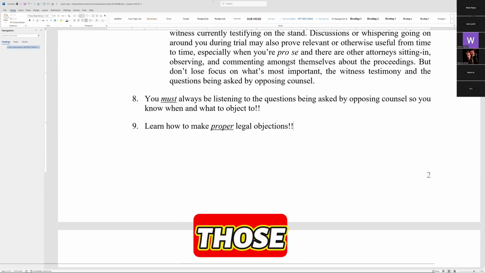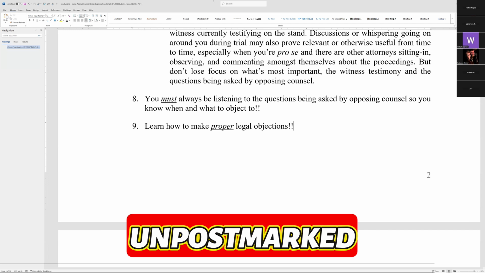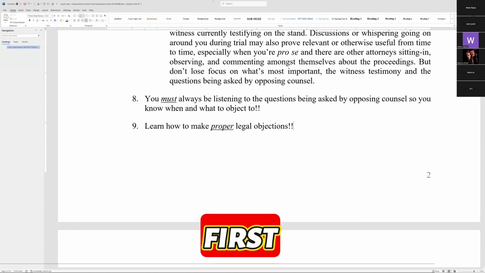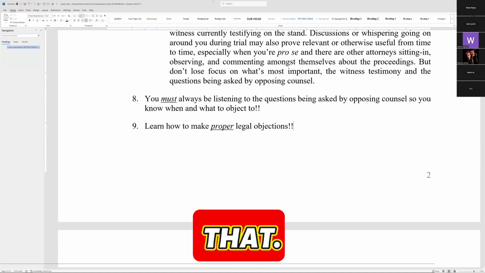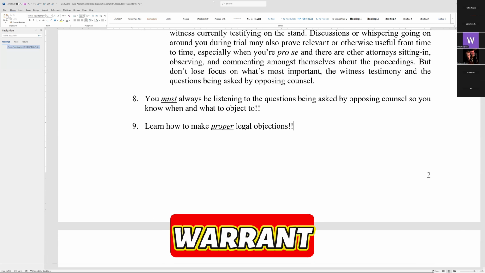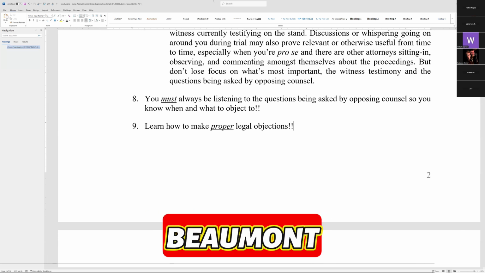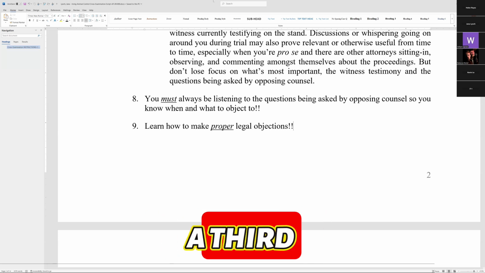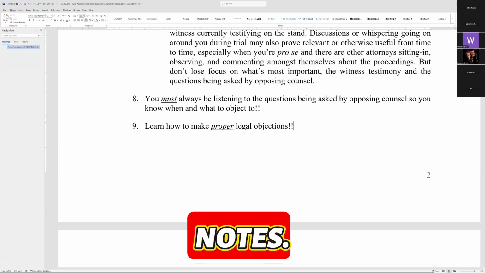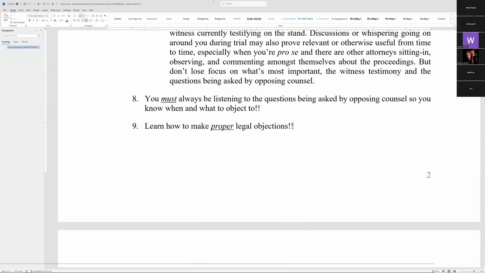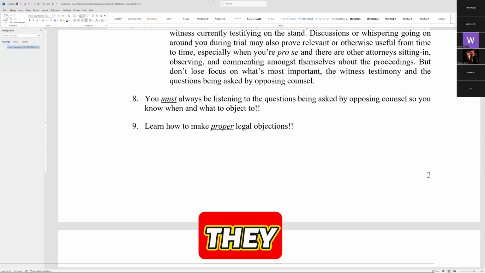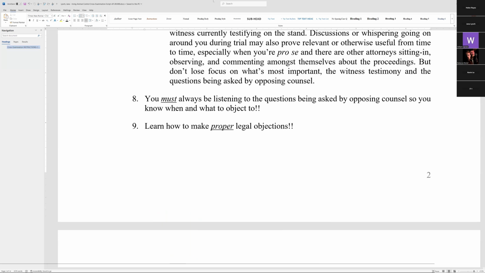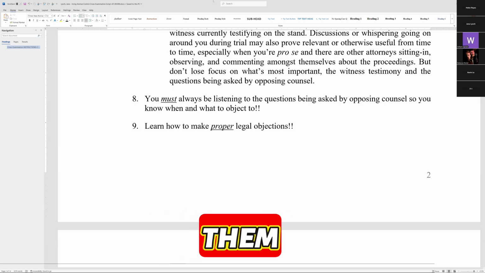Well, they sent me those warrant notices that were unpostmarked from that first court, wherever that traffic warrant came out of from Beaumont. They were sending it from a third party. I kept all of those notices. Well, the third party was the other law firms that were the creditors, collection law firms. Yeah, I kept them all.